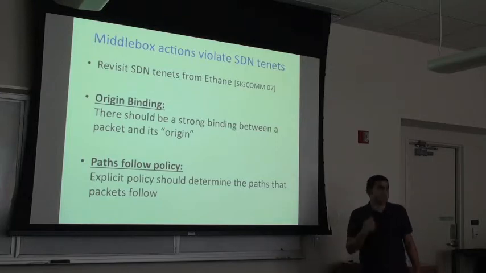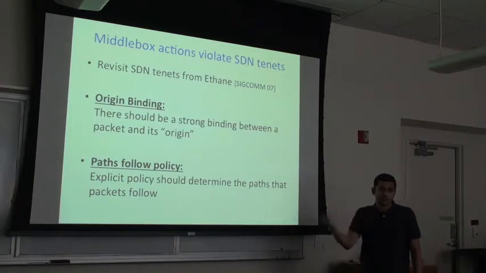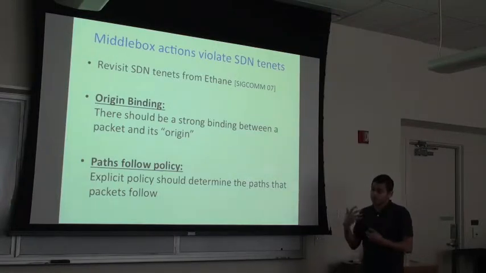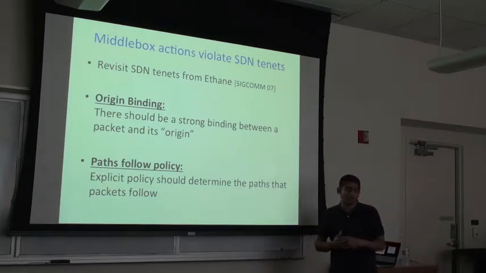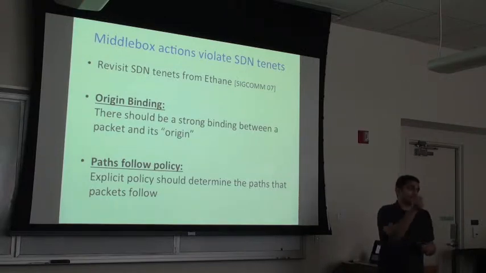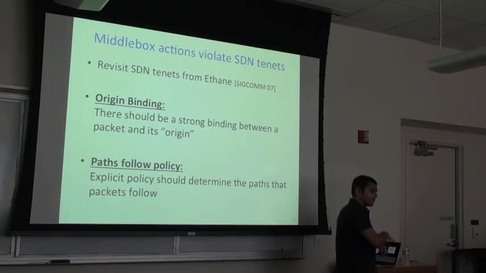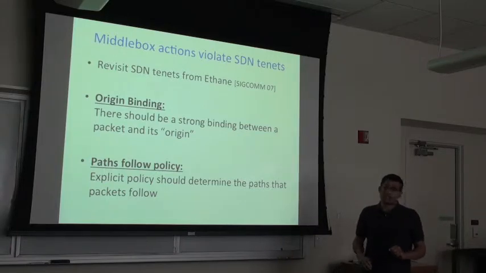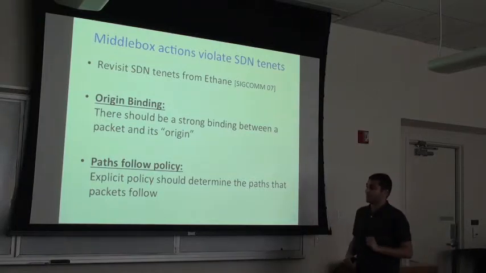One tenet is this notion of origin binding: at any point in the network, if you have a packet, you should be able to determine the origin of this packet. Like who is the host, who is the particular physical machine that sent it, or who is the user authenticated to send this packet, and so on. There has to be this fundamental notion of origin binding, because if you want to do attribution or authentication or any sort of policy management, you need the ability to bind a packet to the origin. The second fundamental tenet was that the path that you set up in an SDN network should follow the policy, right? I shouldn't have to hard code all these crazy rules inside the network. In some sense, policy mandates what the path should be.